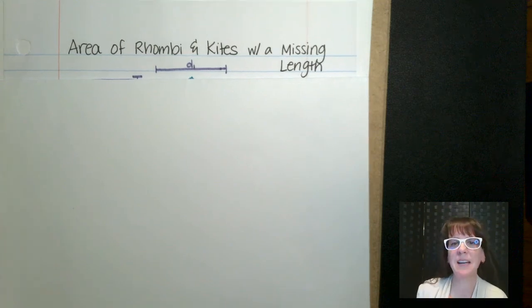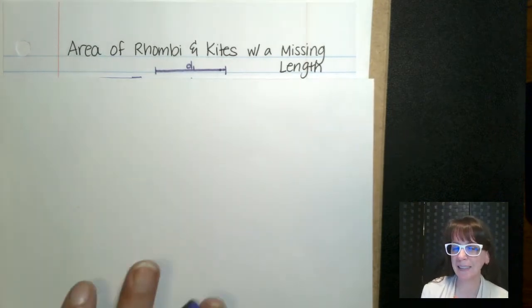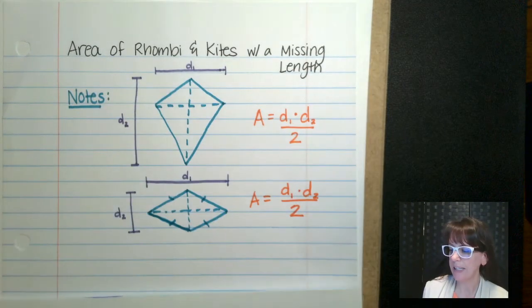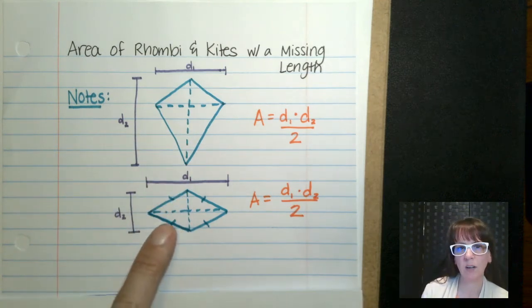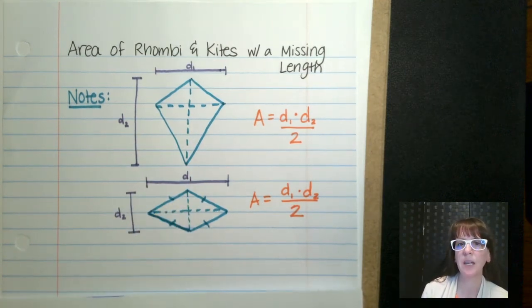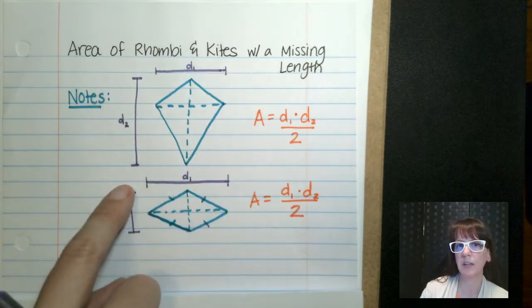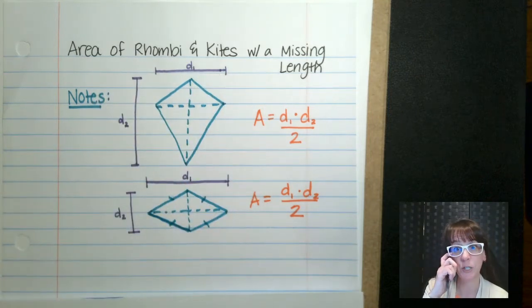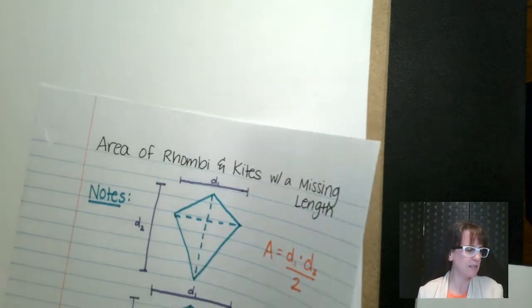Hi friends, welcome back. Today we're talking about finding the area of a rhombus or rhombi, multiple, and kites when you have a missing length. So just a quick reminder, this is your kite and this is a rhombus. A rhombus, remember, has all the same sides on the outside. But for both of them, the formula is the same. You take diagonal 1 and diagonal 2, multiply those two together, and then divide by 2. So let's launch right into this and see what we've got here.